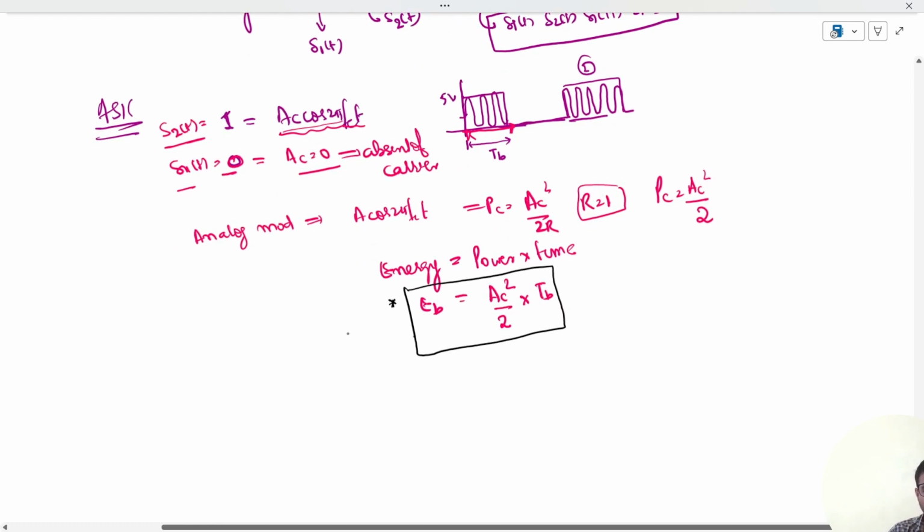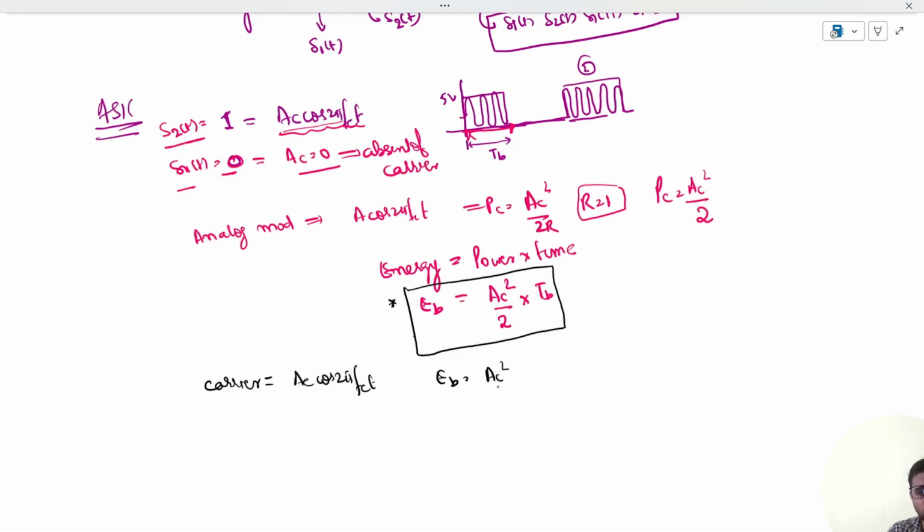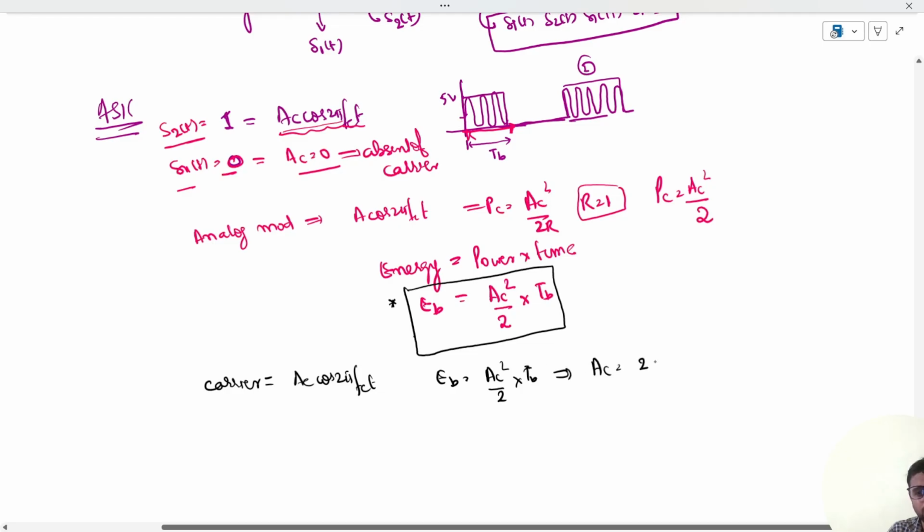Now, what is the carrier? Carrier is given by Ac cos 2πfct, and we have Eb as Ac square by 2 into Tb. From here we can get Ac square as 2Eb upon Tb, or Ac can be given as root over 2Eb upon Tb. We are trying to represent amplitude in terms of the energy.